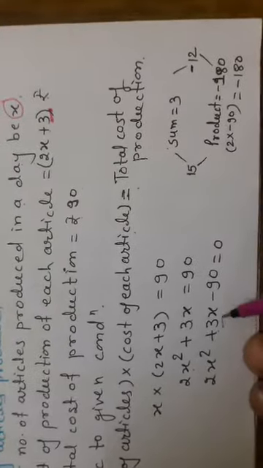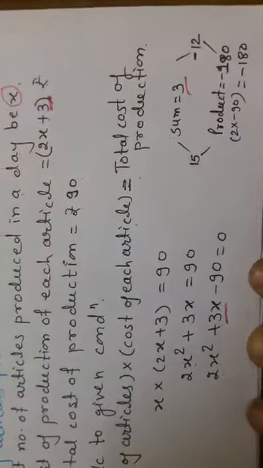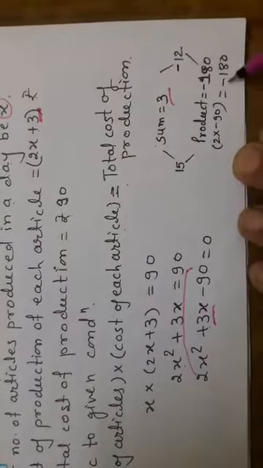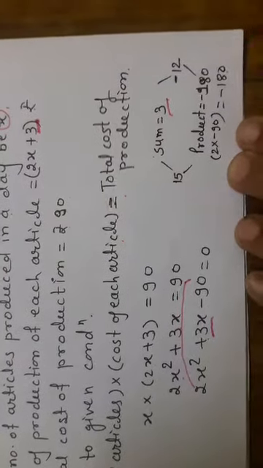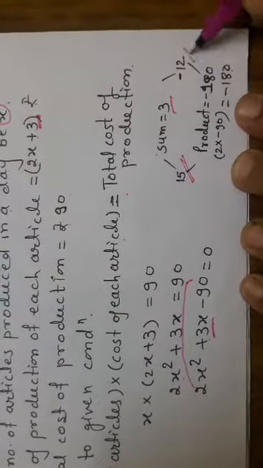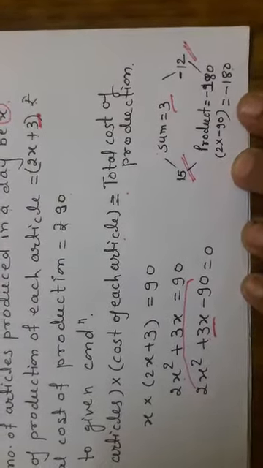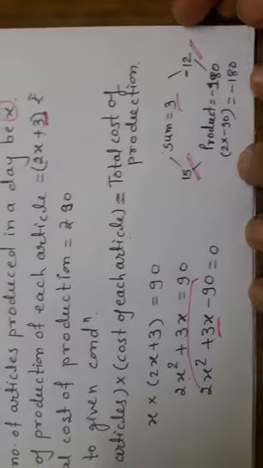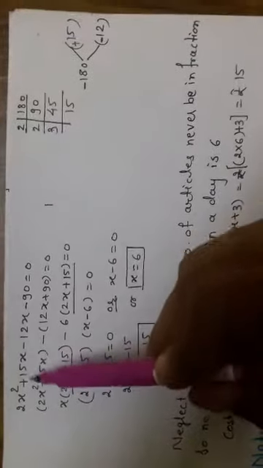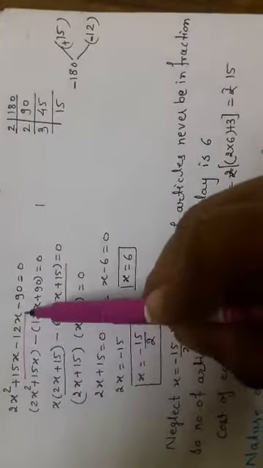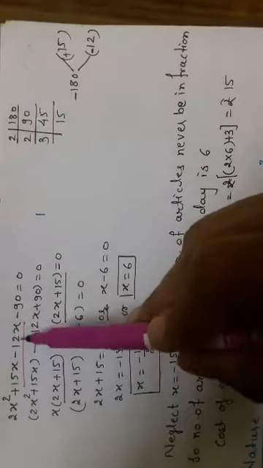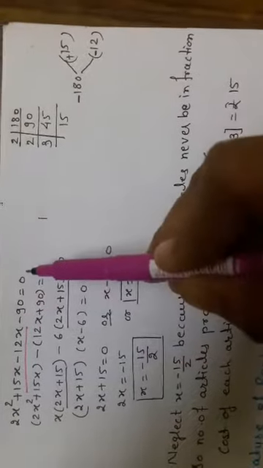Are you finding this? 3 is the sum we want, and 2 into minus 90 means minus 180 is the product we want. So we will choose the two terms, that is 15 and minus 12, because 15 minus 12 is plus 3. 2x square plus 15x, we split the middle term, that is plus 3x, into two terms, 15x minus 12x minus 90 is equal to 0.